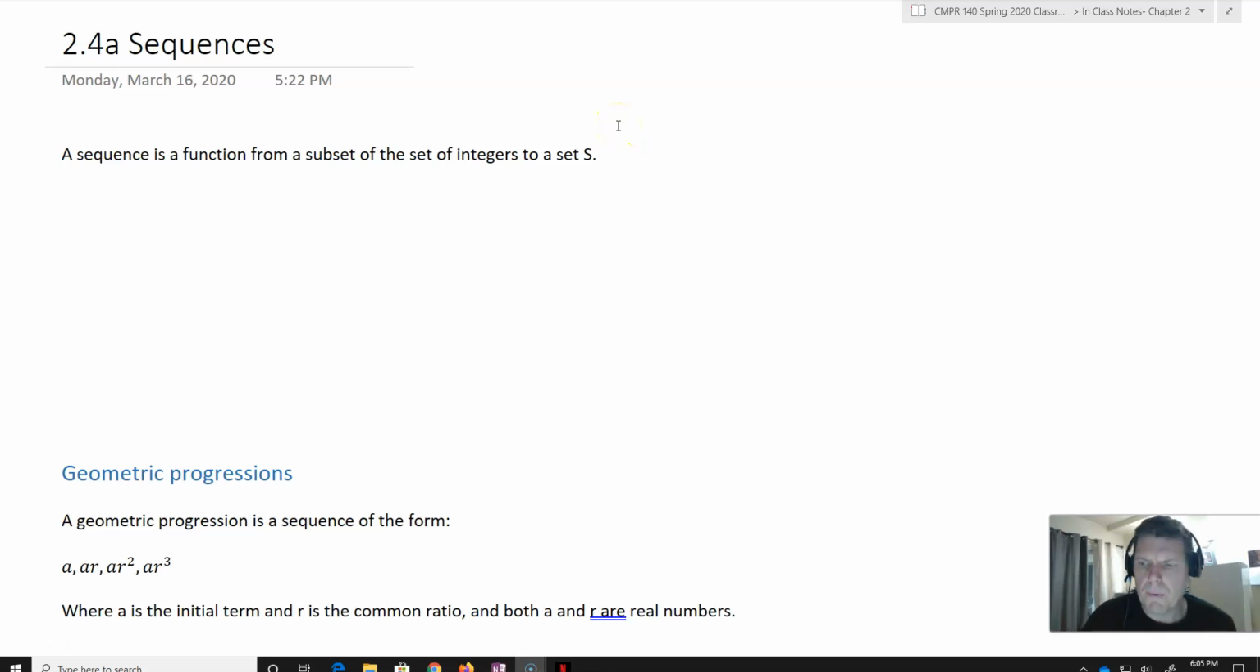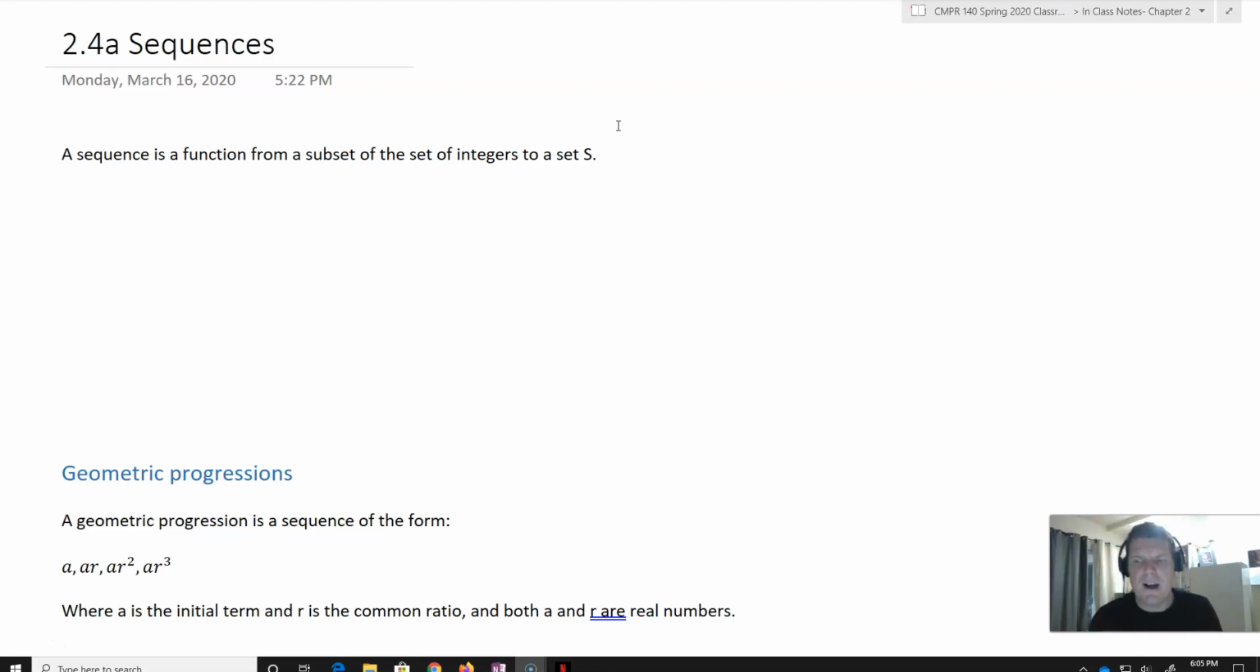All right, so what we're going to start talking about now is sequences. And this is from 2.4. Essentially, we'll start out with the definition of a sequence. A sequence is a function from a subset of the set of the integers to another set S.